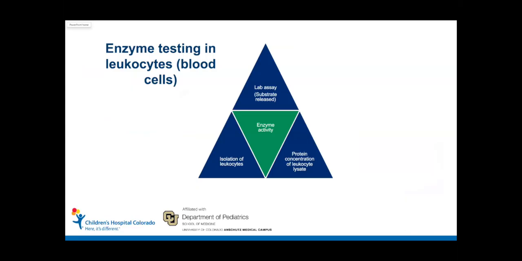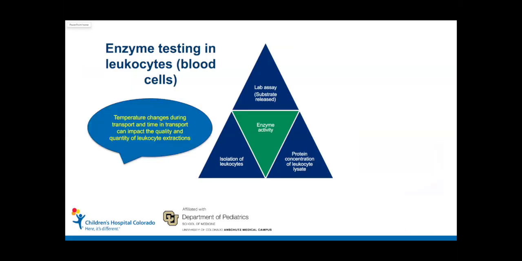So this enzyme activity, which is the thing we're trying to get to in the green in the center, can be impacted by several of the things that I just described. One of those is the isolation of the leukocytes. So if you're shipping this sample, either when it's really hot or when it's really cold, sometimes that sample will freeze or essentially get too hot during the transport to the lab. And so you can have quality problems either with how well the leukocytes work or how much hemolysis is there.